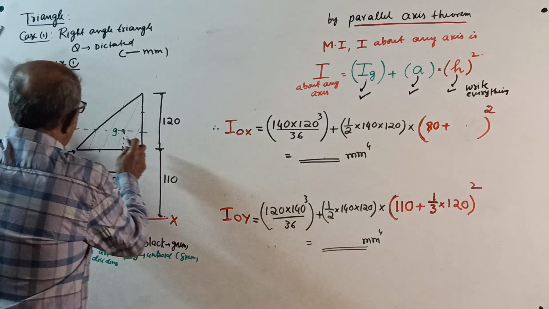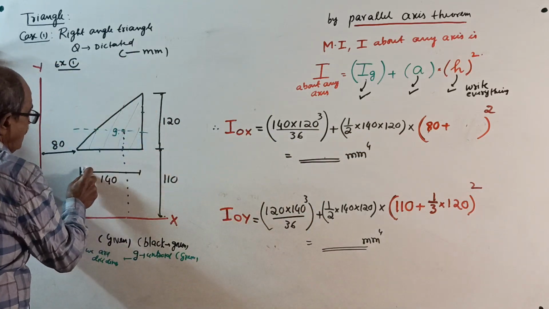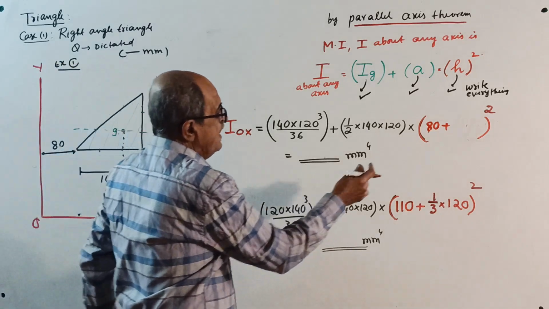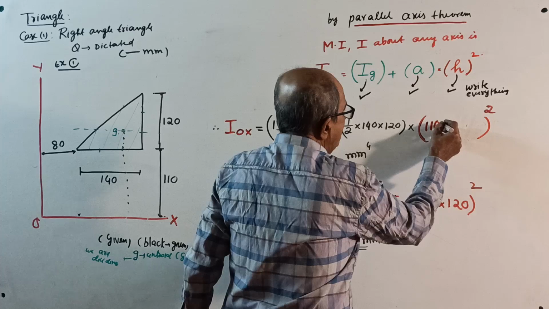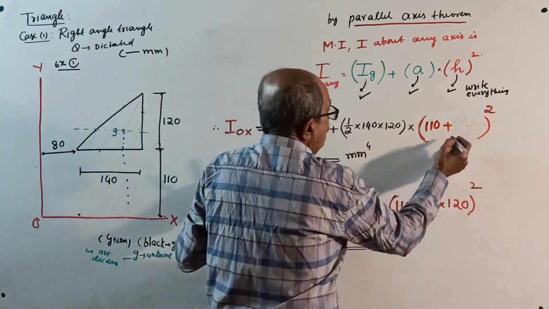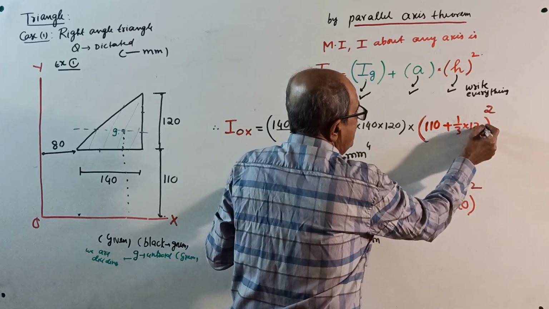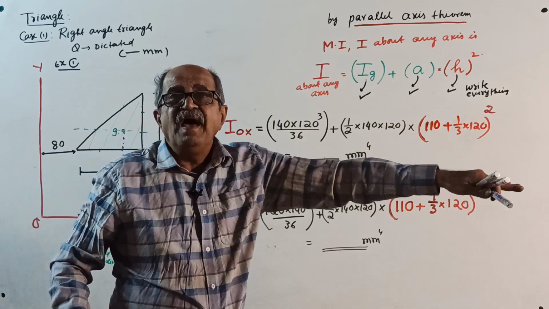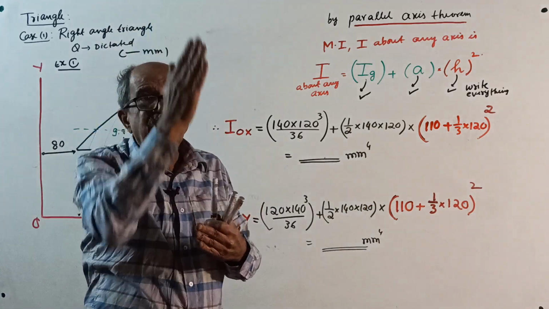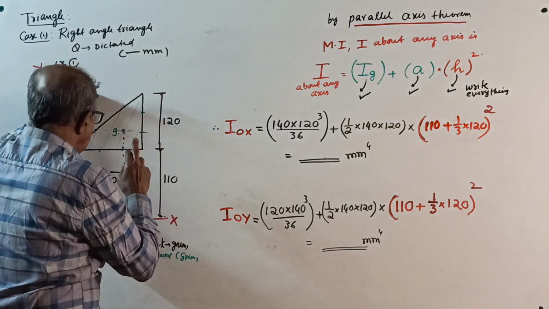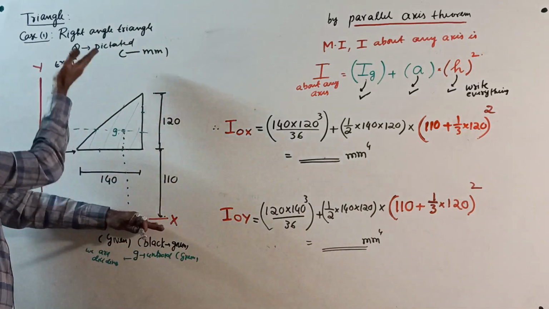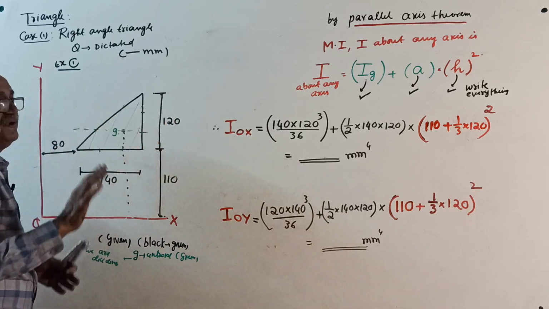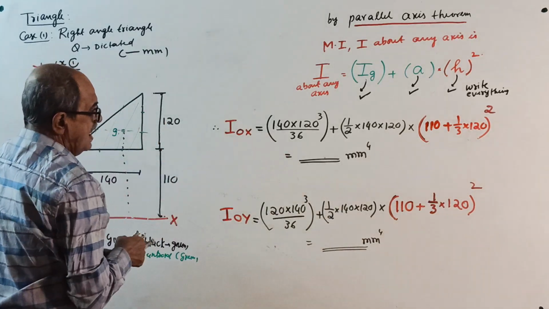I am correcting now. See, 140 into 120 cube by 36 plus area into this distance square, which is 110 plus 1 by 3 of 120 whole square. I told class after class from the beginning of structural engineering, horizontal axis means vertical distance. Vertical axis means horizontal. So whenever you find I about Ox axis, that H is always vertical. When you find I about Oy, that H is horizontal. Now I won't tell. Okay, start. Calculate the answer. Answer not required.